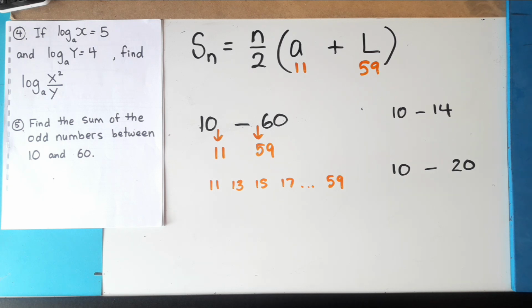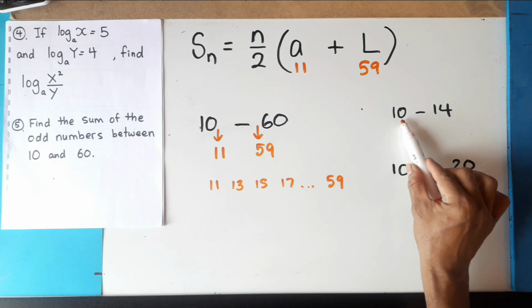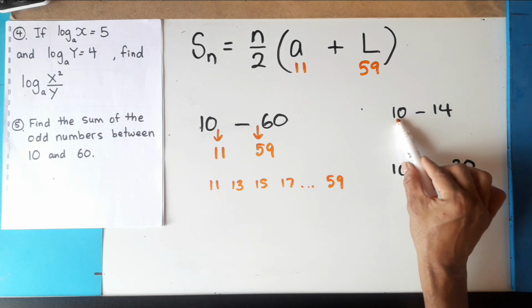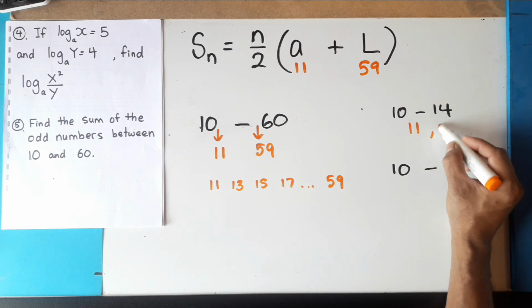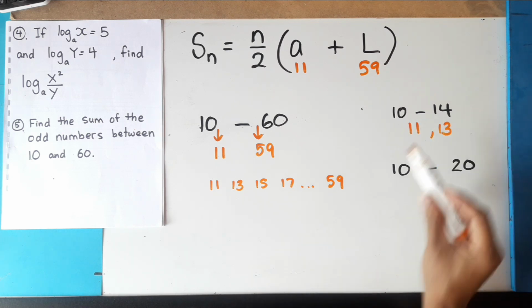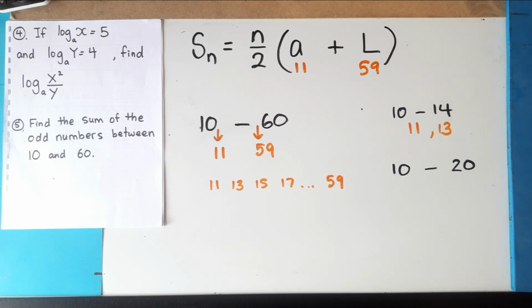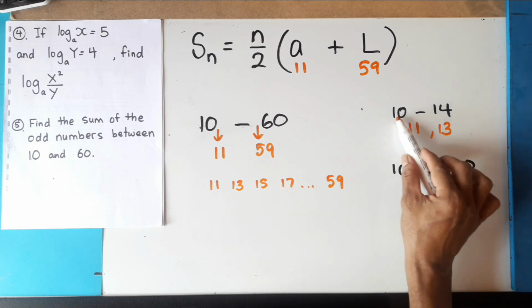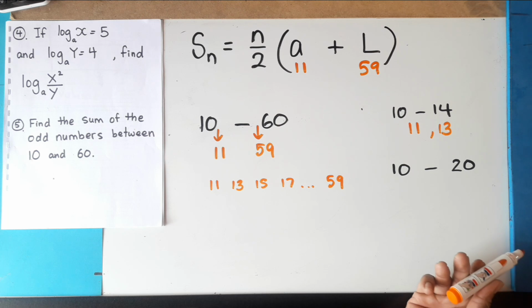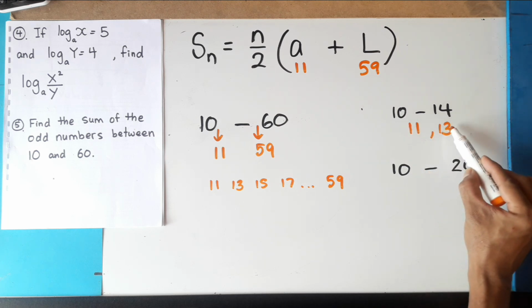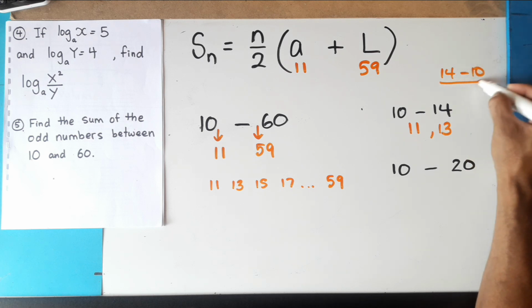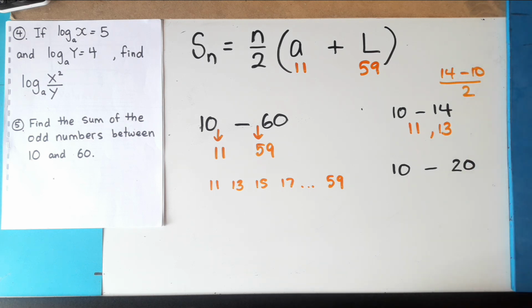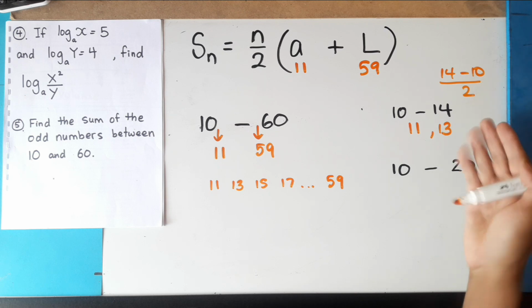So here's a different way of finding n. Let's say you are asked to find the number of odd numbers between 10 and 14. This is pretty easy because it will be 11 and then 13. There are only 2 odd numbers between 10 and 14. So what's another way of getting 2? Well, you could simply subtract the first number from the last number and divide it by 2. 14 minus 10 is 4. 4 divided by 2 is 2.